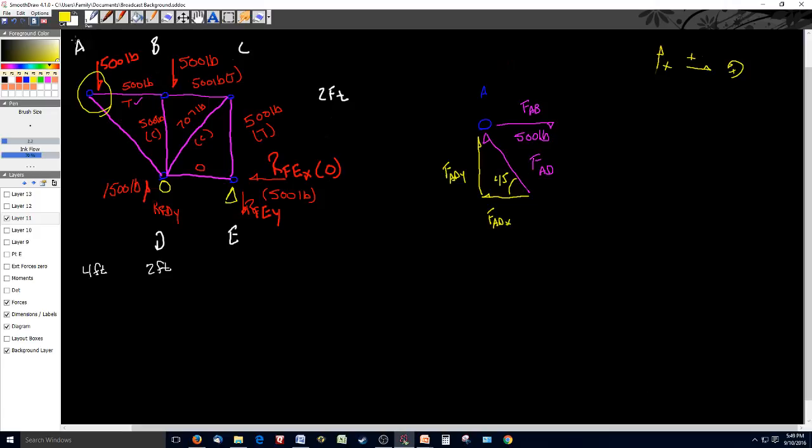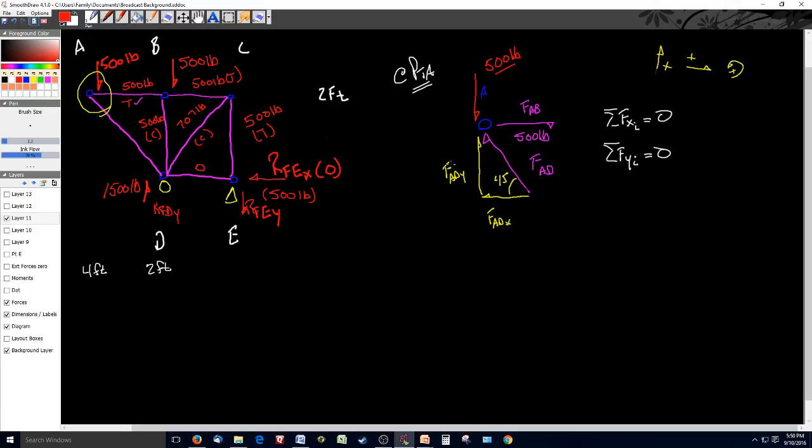So let's talk about our basic premise, and that is that if the point is not moving, so at point A, the summation of the forces in the X direction has to equal 0. Similarly, the summation of the forces in the Y direction has to equal 0. So it doesn't really matter which one we start with, but let's go ahead and start with the summation of the forces in the X direction. But before I do that, I notice that I've left one force off. So I apologize for that, but I've got this external force right here, 500 pounds down. Okay, so 500 pounds down.